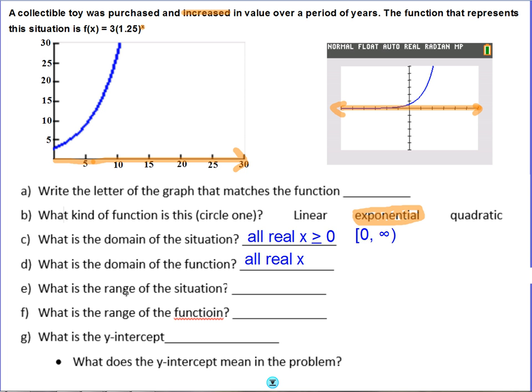What is the range of the situation? Well, if I look at the situation, my y values start at 3 and go up.